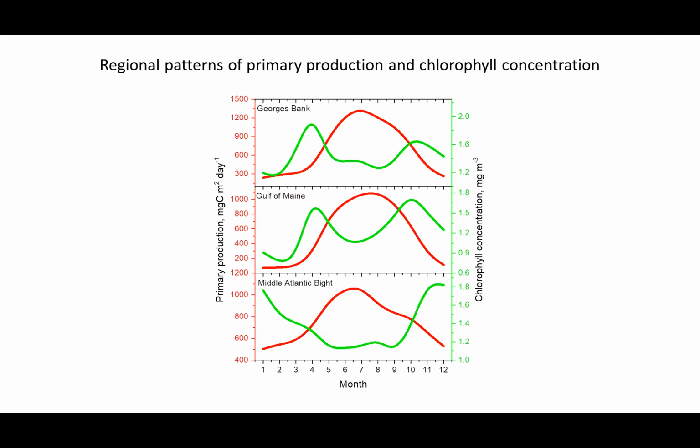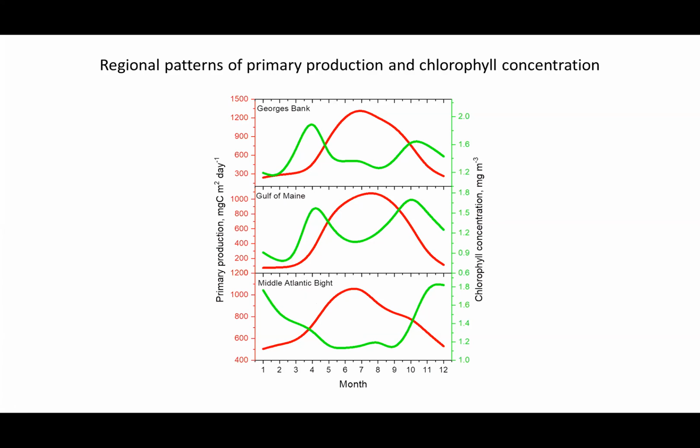But I would also stress that we see a very distinct pattern of spring and fall blooms in Georges Bank and Gulf of Maine. However, the Mid-Atlantic Bight really does not have these features very well developed. It tends to have high chlorophyll concentrations during the winter months, so a very different pattern in that part of the world.